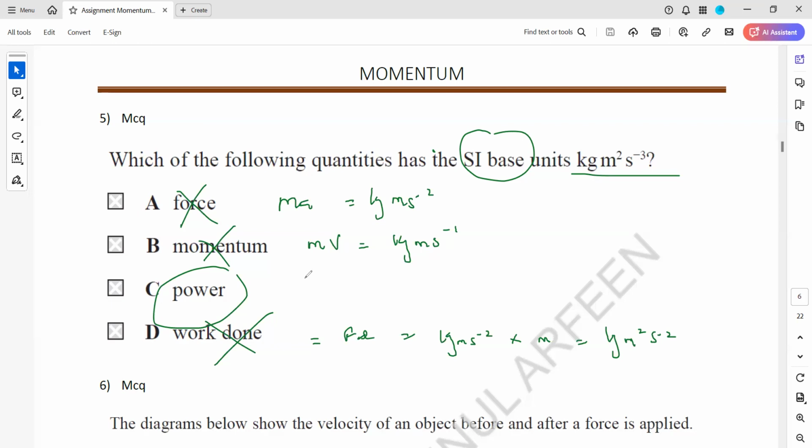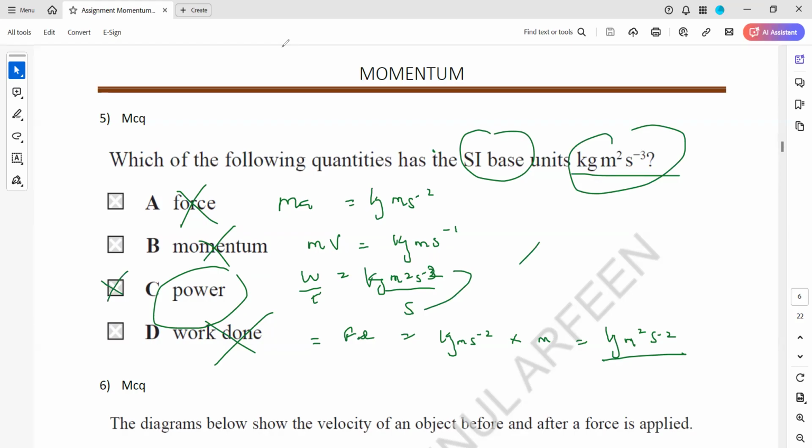Because power is work divided by time. Work is kilogram meter square second raised to power minus 2. And then divided by second, the second goes in the numerator. So it will become kilogram meter square second raised to power minus 3.